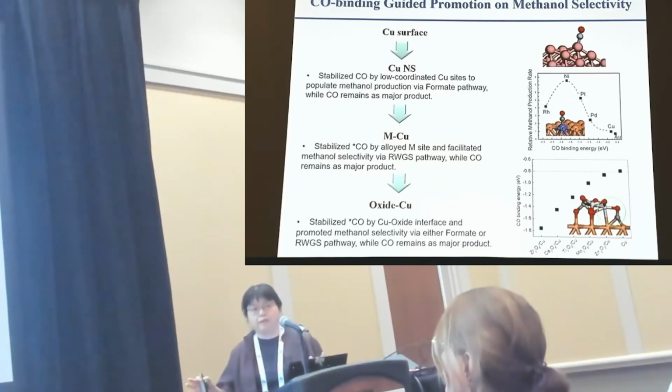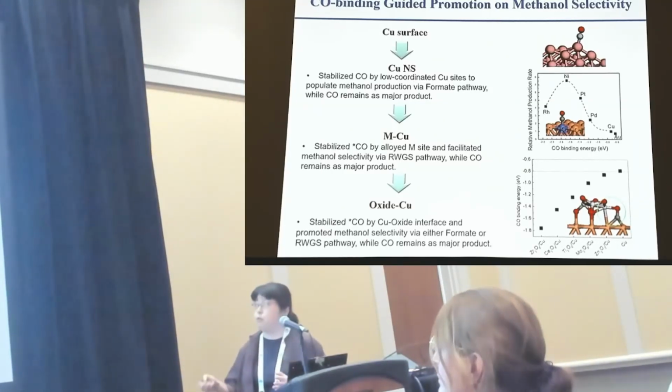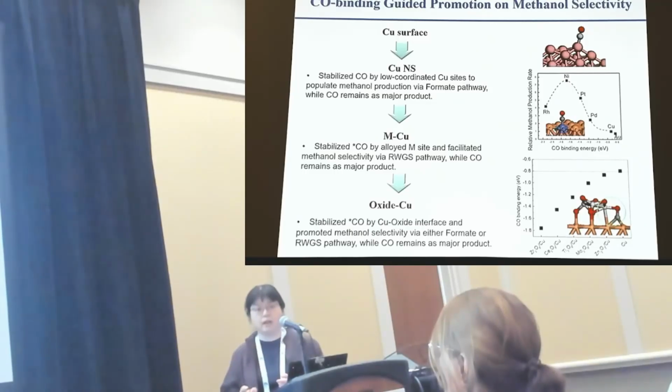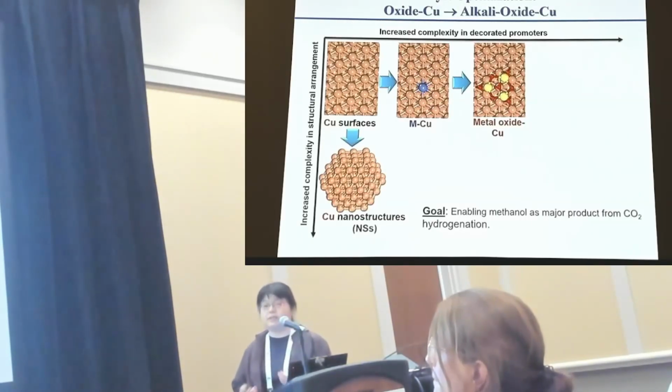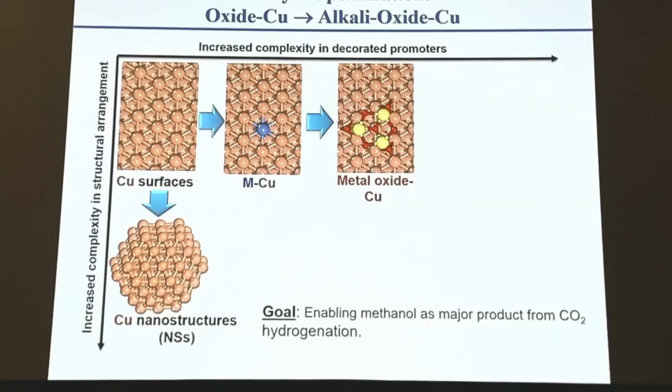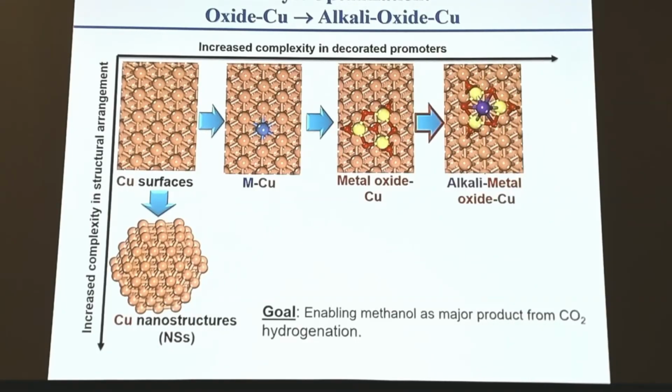But everything looks good, except that for all these systems we have been studying, none of them has been able to make methanol the major product. CO still remains the major product. So we ask ourselves, is there anything we can do to really have methanol as the major product from CO2 hydrogenation? One of the things we consider is using alkali metals.